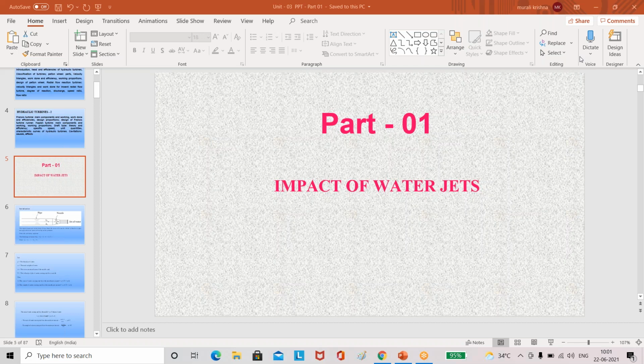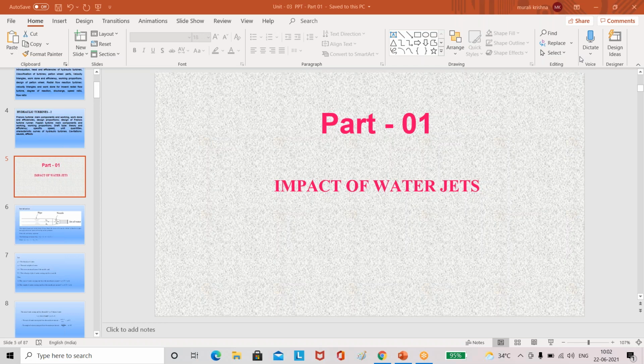So coming to unit 3 part 1, impact of water jets. Last class we discussed what a water jet is and how to apply Newton's second law to find the force exerted by the water jet on metal plates. Already we discussed these concepts in the last class.